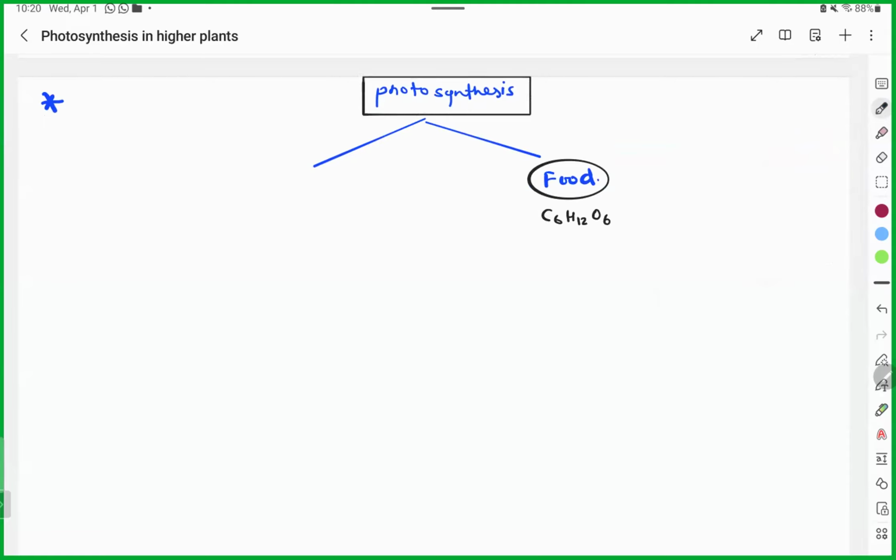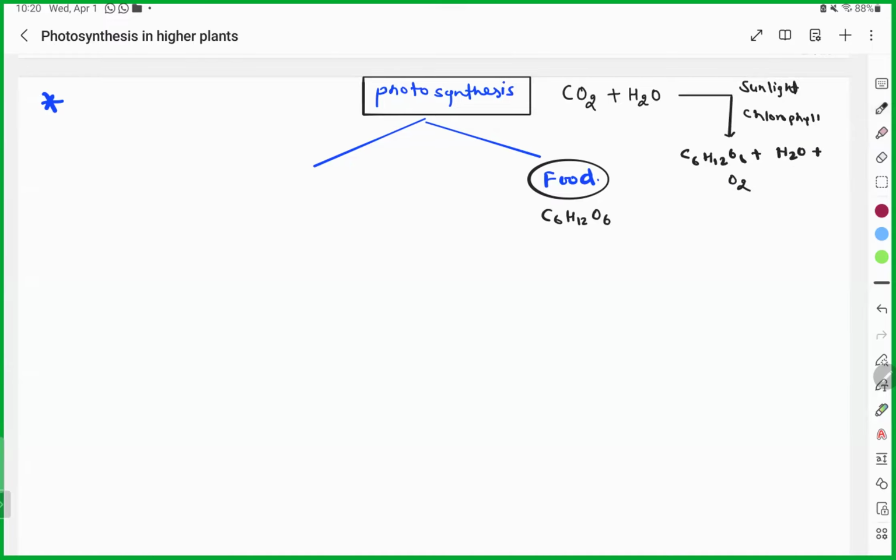Okay, so in photosynthesis we know the basic process: we will consume CO2. CO2 reacts with water in presence of sunlight and chlorophyll, and ultimately food will be produced, plus H2O plus oxygen. Correct? This is the ultimate process.